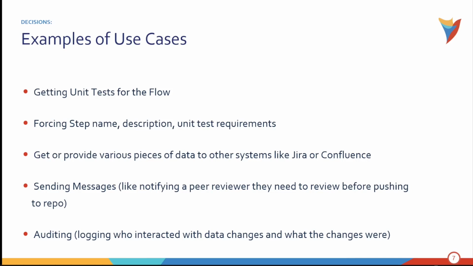So I would just like to show one more quick example to show just a little brief view of how you can maybe block someone from moving forward until they have a description added on their flow.